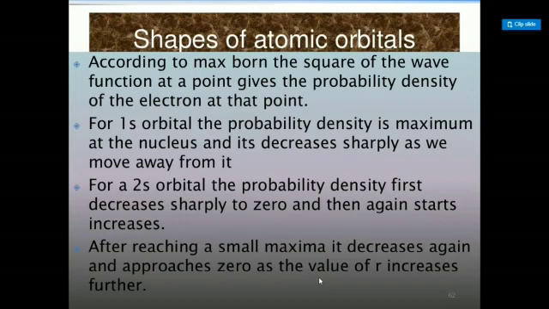For the first s or 1s orbital, the probability density is maximum at the nucleus and it decreases sharply as we move away from it. That means as the distance from the nucleus increases, the density of the electron also decreases. For the 2s orbital, the probability density first decreases sharply to 0 and then starts increasing again. After reaching a small maximum, it decreases again and approaches 0 as the value of r increases further.